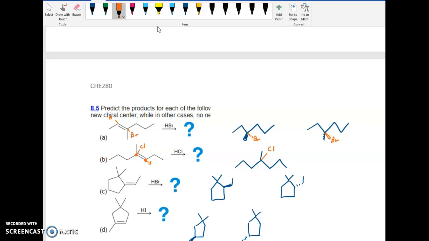On C, we're going to add the bromine to the more substituted position. That's this one right here. And we'll get one on a wedge and one on a dash. And that's because there's a chiral center here.